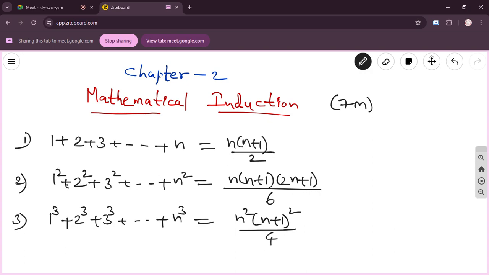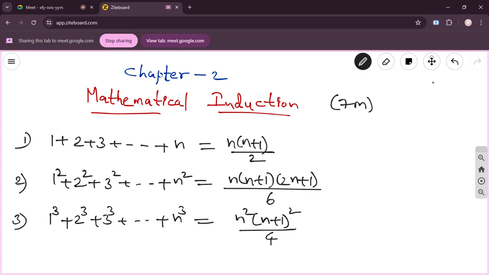The second one is 1 square plus 2 square plus 3 square plus so on plus n square equal to n into n plus 1 into 2n plus 1 by 6. The third formula is 1 cube plus 2 cube plus 3 cube plus so on plus n cube equal to n square into n plus 1 whole square by 4.